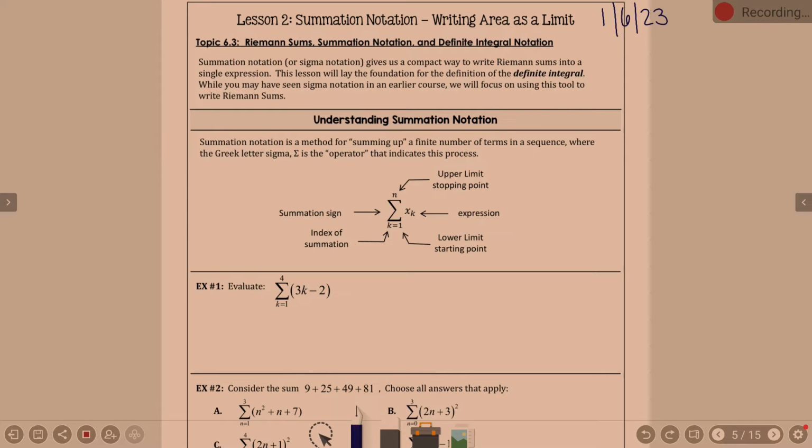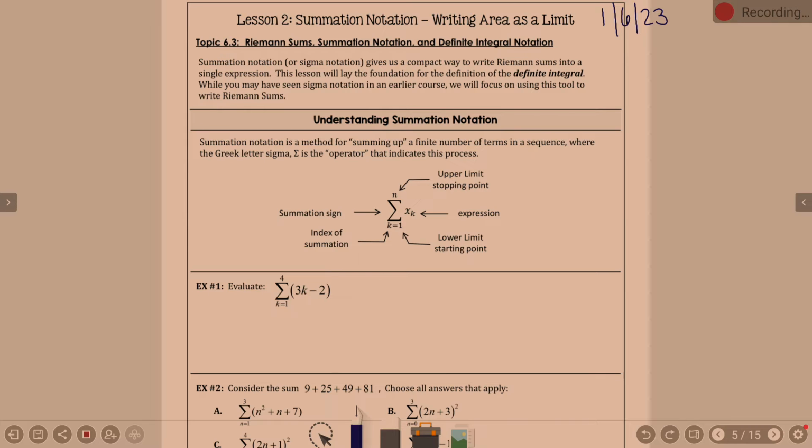K equals 1 to n. Whatever's on the bottom is your lower limit, so that's where we start. So we would start by plugging in 1. The upper limit is where you stop. In this case, there is no upper limit. But if this was k equals 1 to 5, you would start by plugging in 1, then you plug in 2, then 3, then 4, then 5, and then you add all those pieces. So this is telling us what to do. k is our index of summation, the variable we use. And then x of k is the formula, the expression we're looking at.